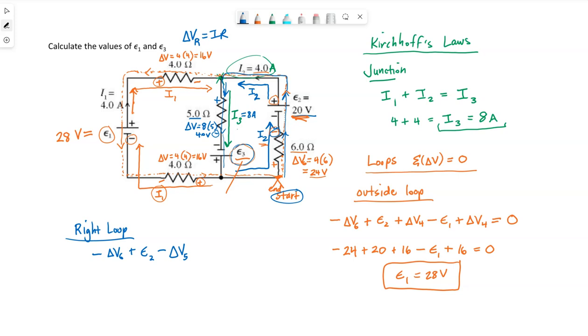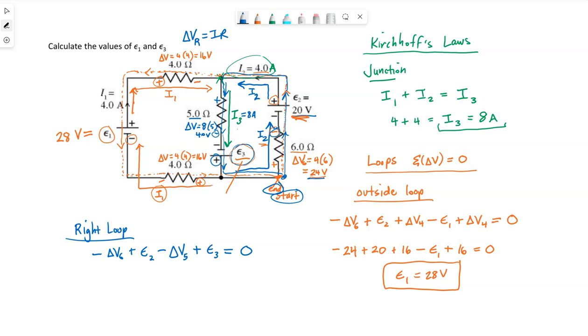As we continue, we're going to pass by this third battery. Since the path we're taking has us seeing the positive end of the battery last, we're going to add that EMF. This gets us back and ends where we started. So to end our equation and make it a full equation, we have to say equals 0. So let's go ahead and put the values in.